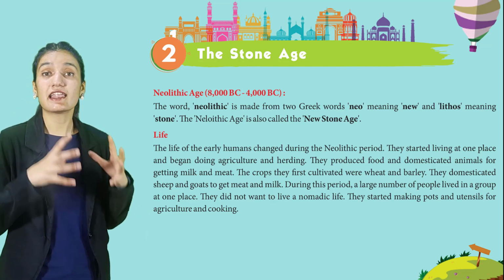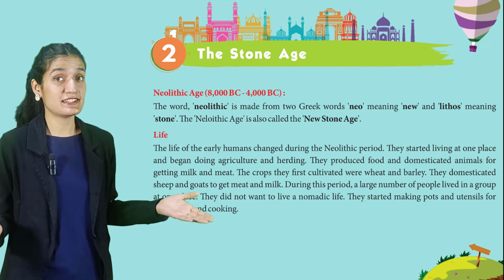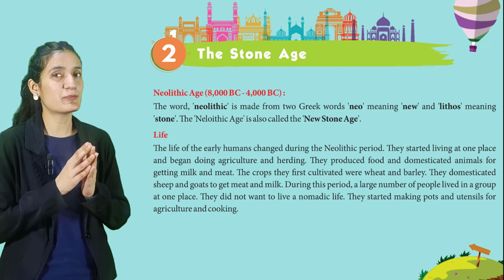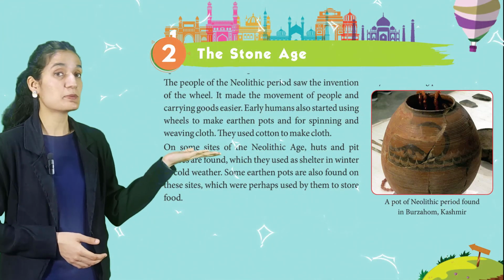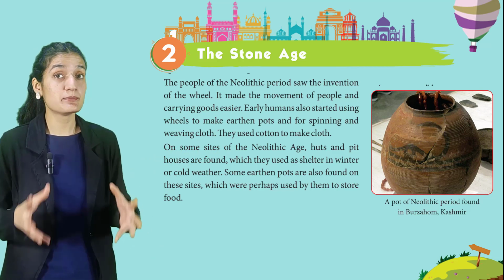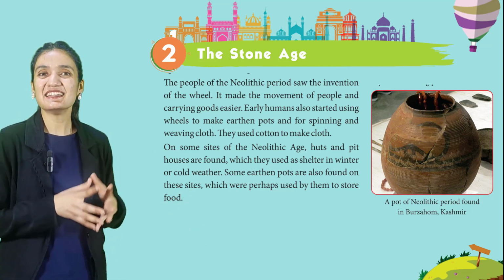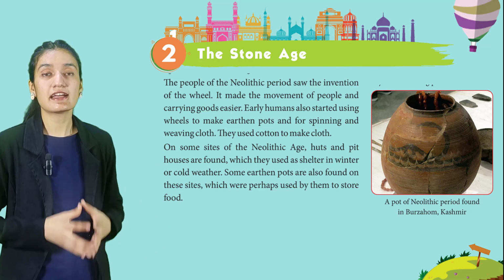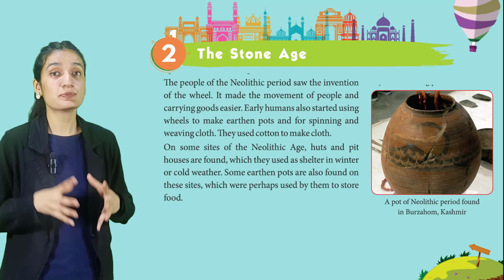During this period, a large number of people lived in a group at one place. They did not want to live a nomadic life. They started making pots and utensils for agriculture and cooking. The people of the Neolithic period saw the invention of the wheel. It made the movement of people and carrying goods easier. Early humans also started using wheels to make earthen pots and for spinning and weaving clothes. They used cotton to make clothes.